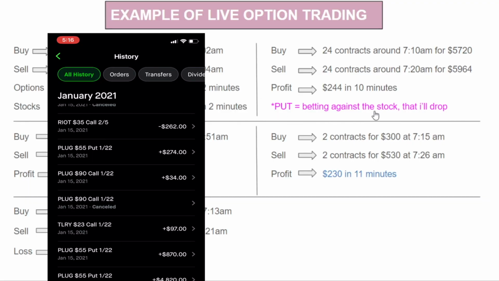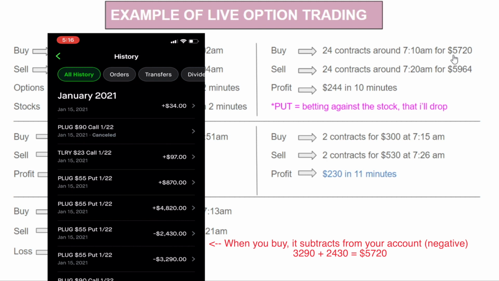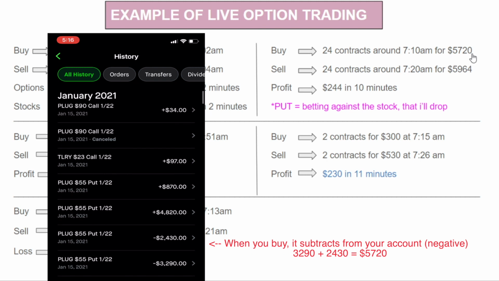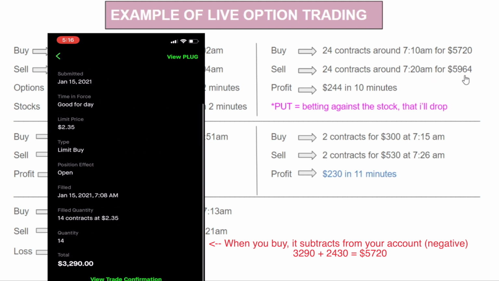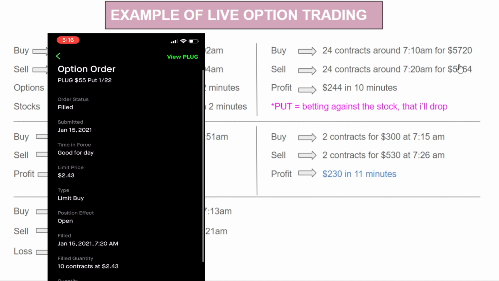You know Plug has been going up, but it's been tanking the last 3 or 4 days due to market correction of all EV stocks. So I bought 24 contracts around 7:10 a.m. for $5,720. I sold it at 7:20 a.m. for $5,964, which is $244 in 10 minutes.